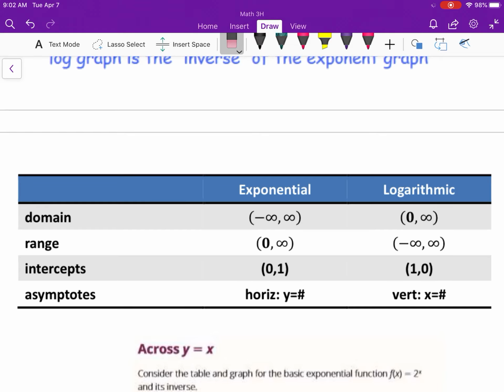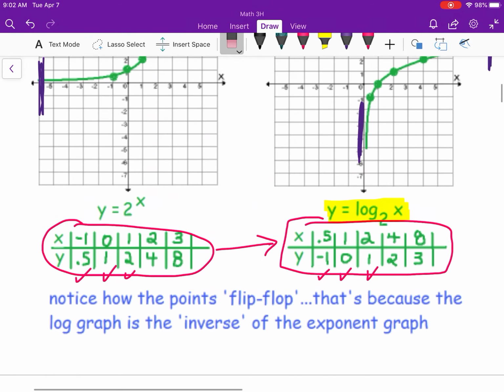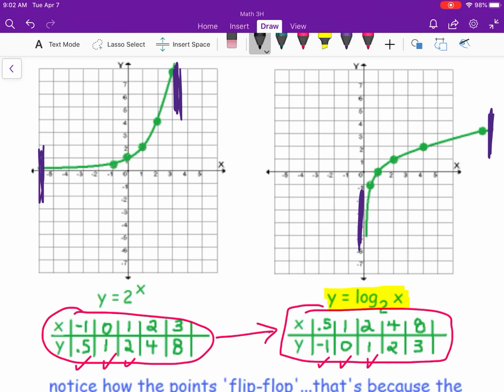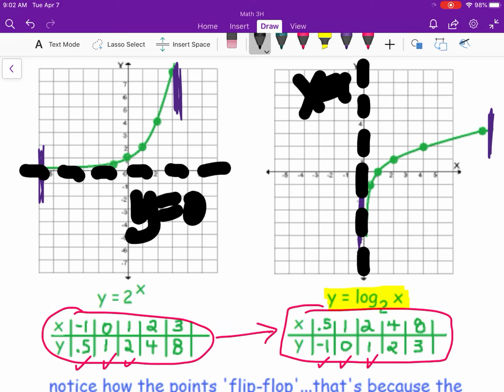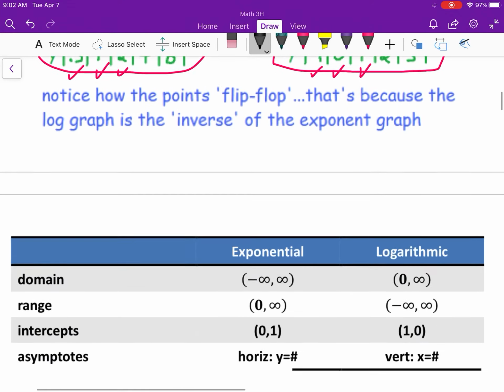And if we have a horizontal asymptote in our exponential, which we always do, let me show you that really quick. You know that this right here is my asymptote, y equals 0. Well, look at what happens in its inverse. Now the y-axis becomes the asymptote. That's x equals 0. Here's y equals 0, here's x equals 0. I'm sure you see what I'm doing though. Okay, so realize everything flip-flops.